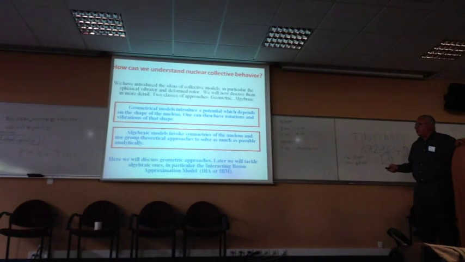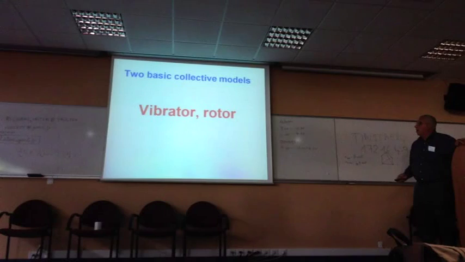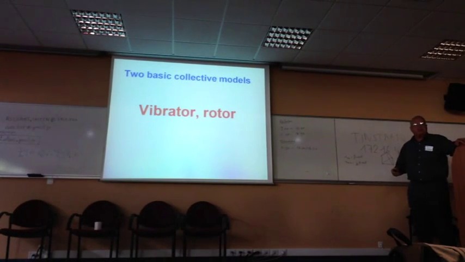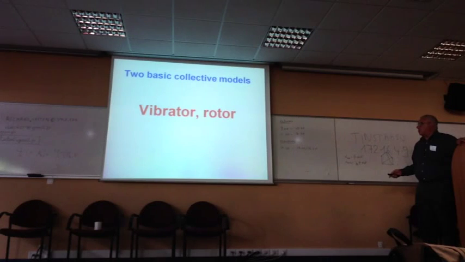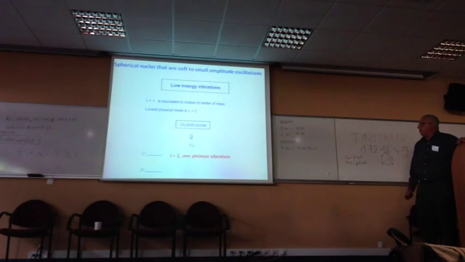But today I want to focus on geometric models. Okay, and there are 2. Each one has little brothers and sisters that are related to it, offshoots and so on. But the basic types are these 2. So we'll start with a vibrator.